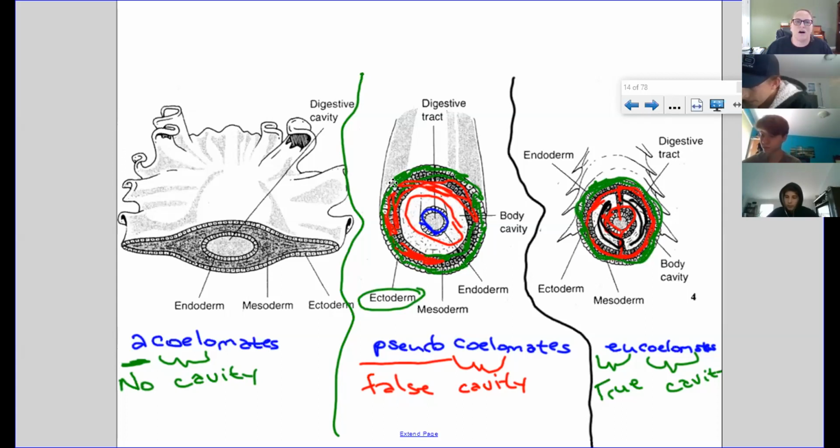Aren't I a fabulous drawer? Are you guys completely jealous of my drawing skills?